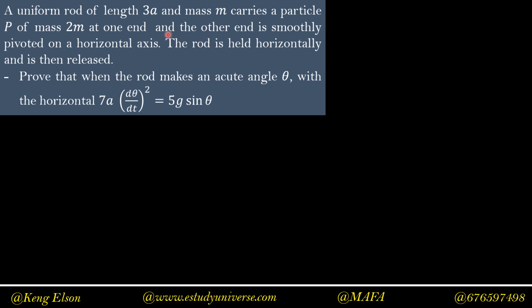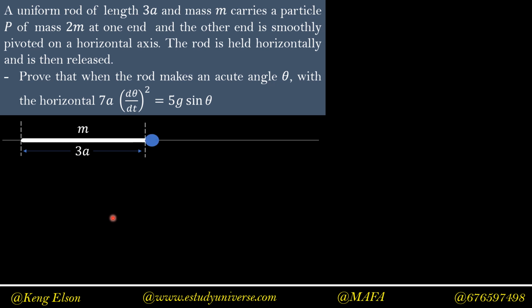All right, so we have a rod carrying a mass at one end, and the other end of the rod is pivoted on a horizontal axis, and initially the rod is held horizontally and then released. So we have the horizontal axis, we have the rod, and for the characteristics, the mass of the rod is small m, and the length of the rod is 3a. Now we need to choose the end, because you could choose any end of the rod and attach the particle to it. So I can choose the right end of the rod and attach a particle whose mass is 2m.